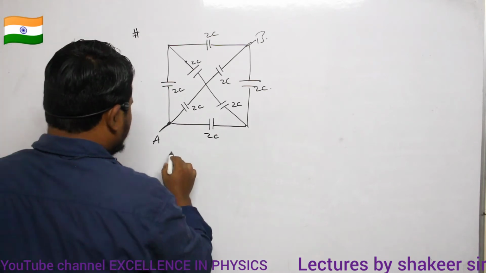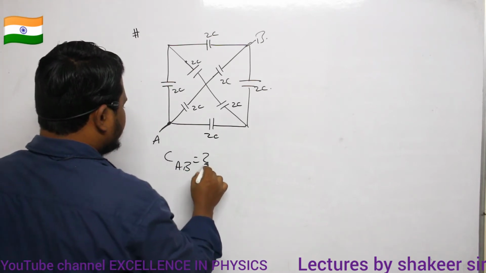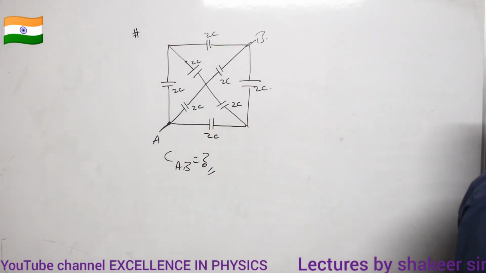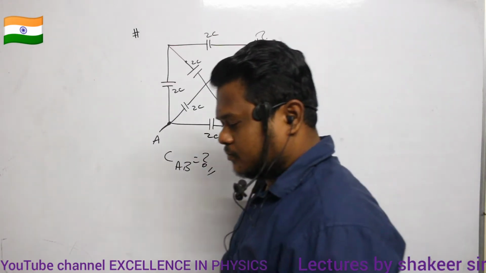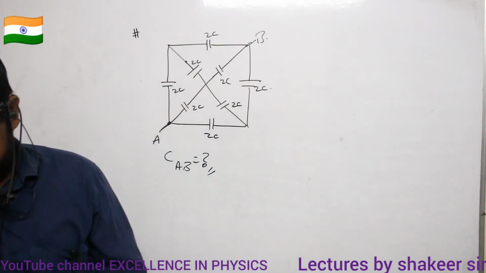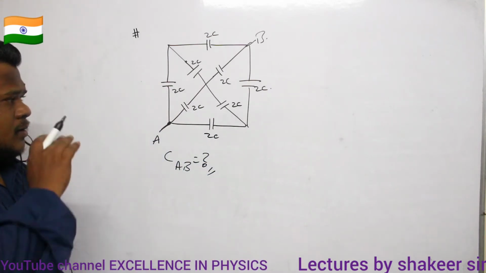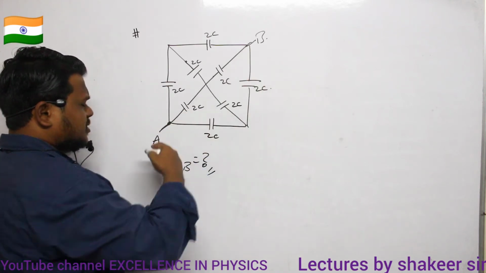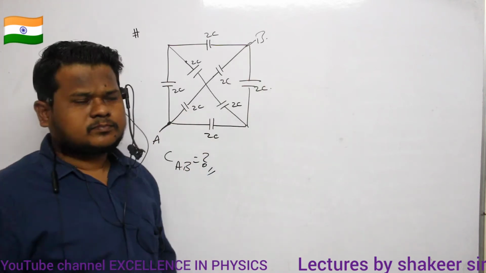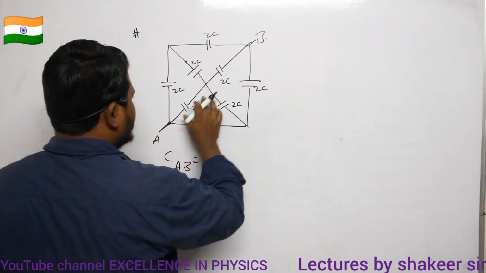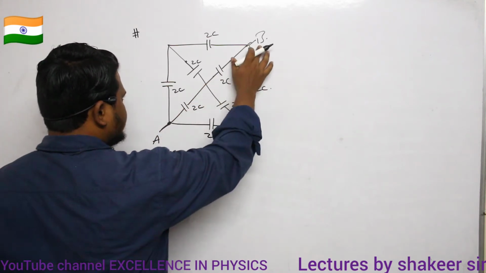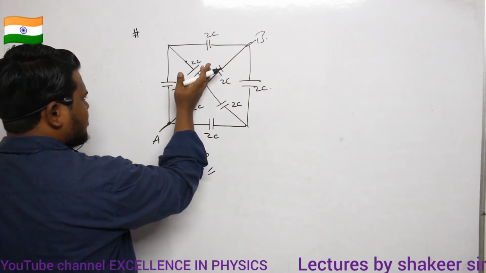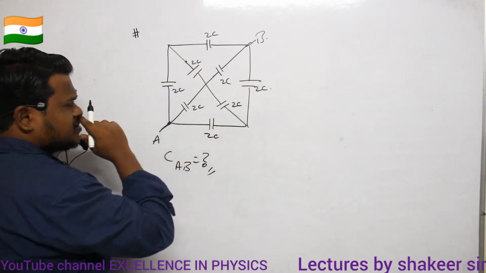So we are supposed to calculate equivalent capacitance across line AB, from point A to point B. How can I calculate this one? First of all, about this line, is there any symmetry or not? This is the line about which we are supposed to calculate equivalent capacitance. So you see the circuit above this line, you see the circuit below this line.